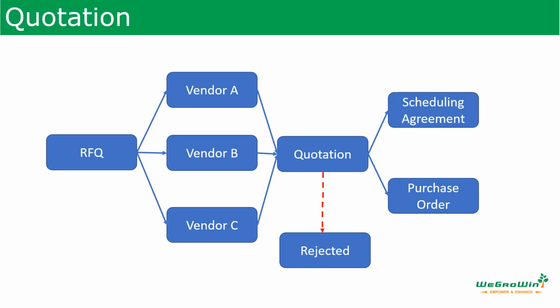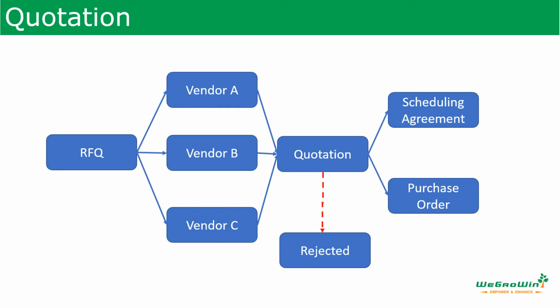Once we get the quotations from the suppliers, the quotations are compared with respect to price, the days, what is that lead time, and also other factors. Based on these things, either the quotations may be accepted or rejected. There are options to send the rejection letter directly to suppliers from the system itself. The accepted quotations will later be converted into a scheduling agreement or purchase order.